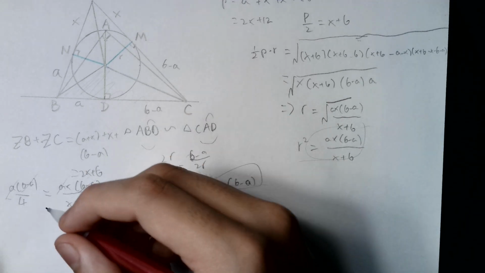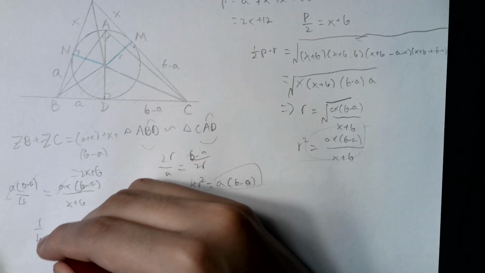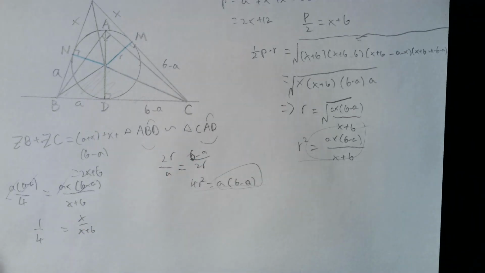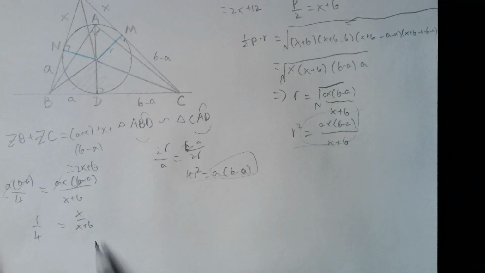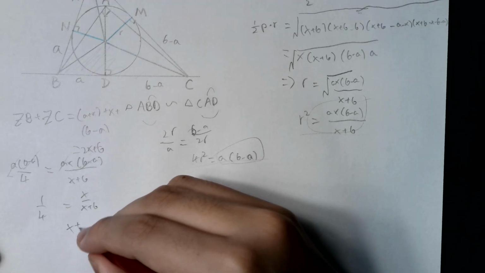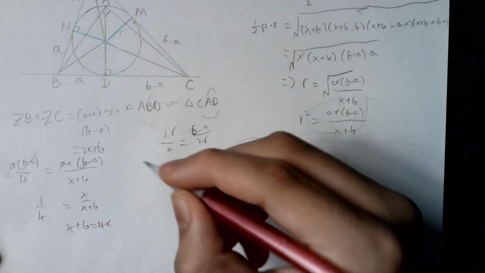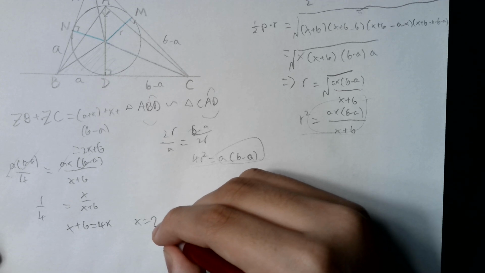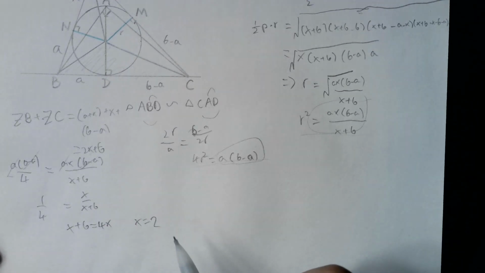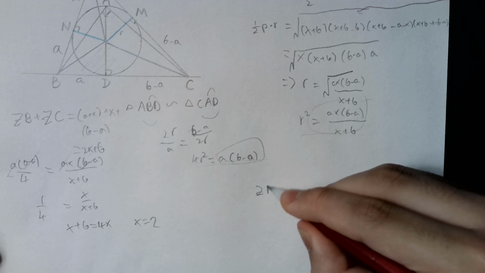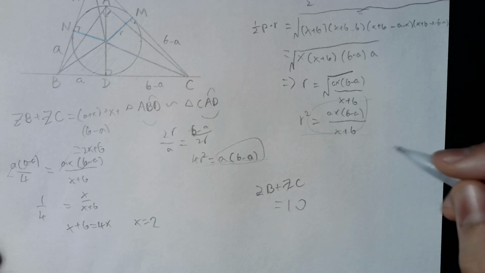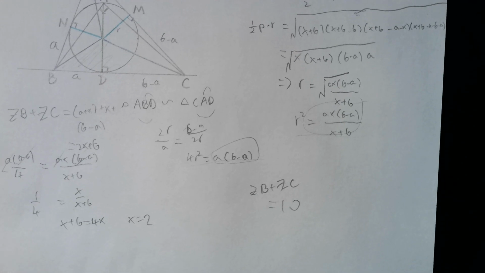So this means that this gets turned into 1 over 4 is going to be equal to x over x plus 6. Now here we multiply by the 4 and also multiply by x plus 6 to finally receive x plus 6 is going to be equal to 4x, and hence x is going to be equal to 2. Because we know that ZB plus ZC is going to be equal to 2x plus 6, we know that ZB plus ZC is always going to be equal to 10, because x is always going to be equal to 2.